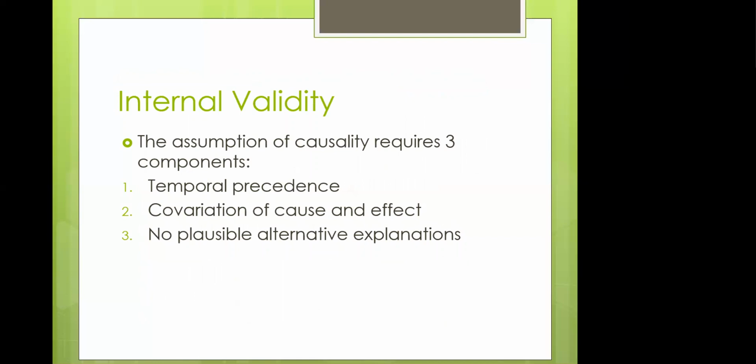Internal validity. When we think about internal validity, the assumption of causality requires three different components. First is temporal precedence. So the thing that we think is the cause needs to come before the thing we think is the effect. There also needs to be some covariation of that cause and effect, so those variables need to go up and down with each other. And also, there are no plausible alternative explanations. In reality, there are always other alternative explanations, and you try in your design to control for those.